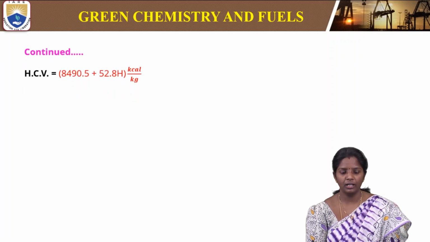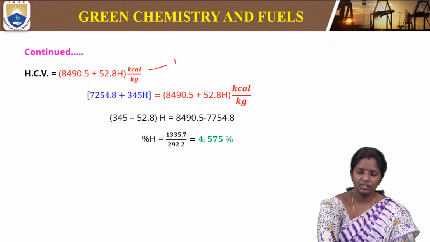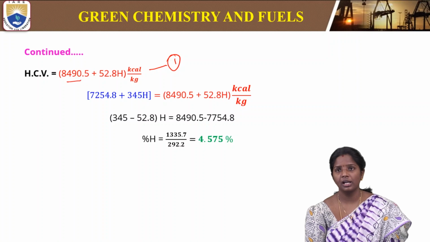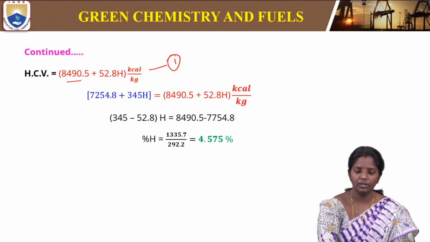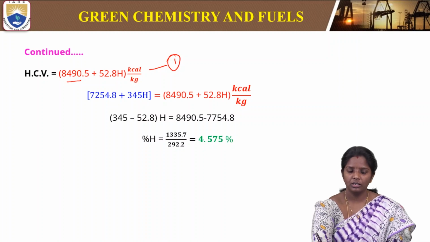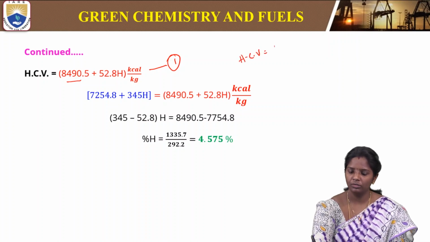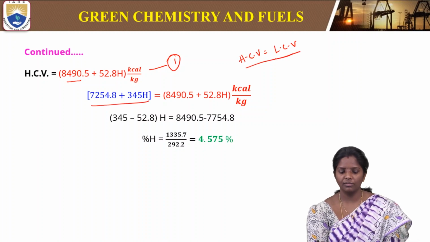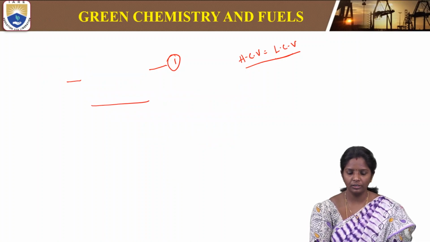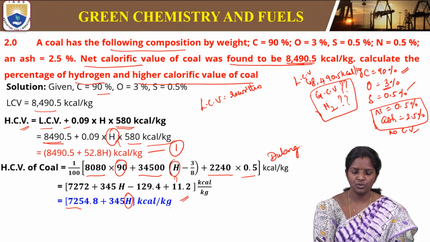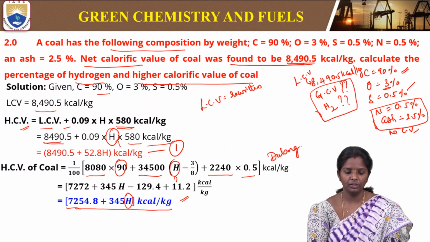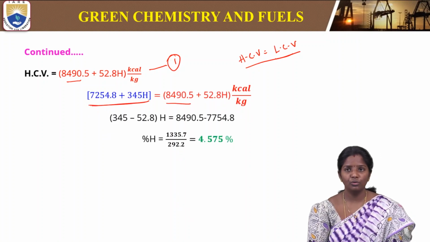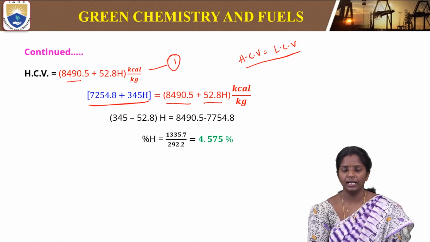Continuing from that, equation 1, which we got from the first step, is 8,490.5 plus 52.8 hydrogen kilocalories per kg. We know that HCV is equal to LCV plus the formula given with that. So we are substituting the HCV value here. So the HCV value here is equal to 8,490.5 plus 52.8 hydrogen.